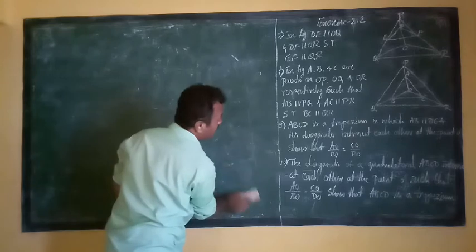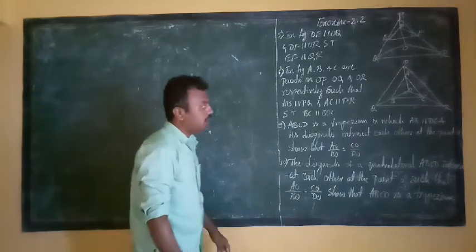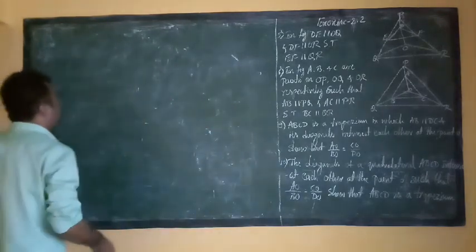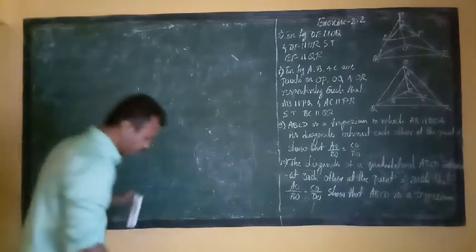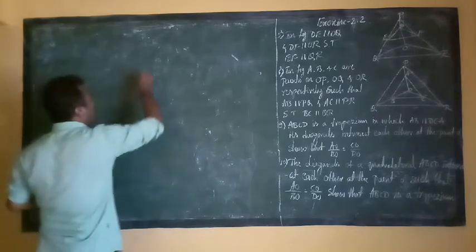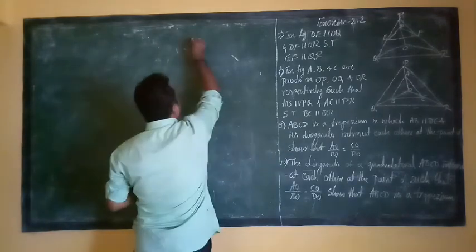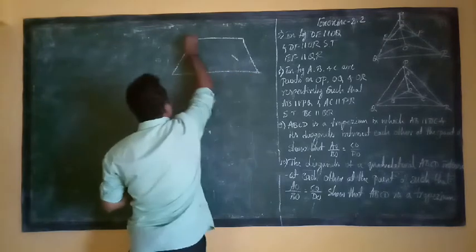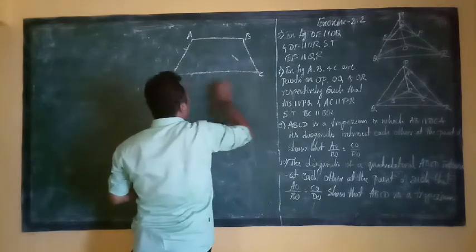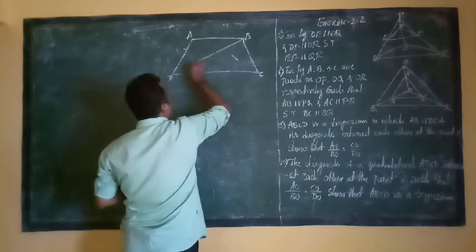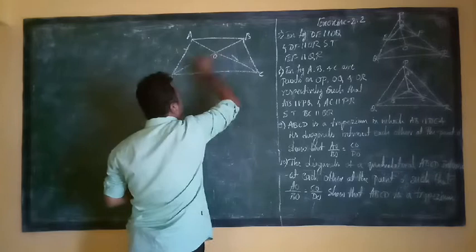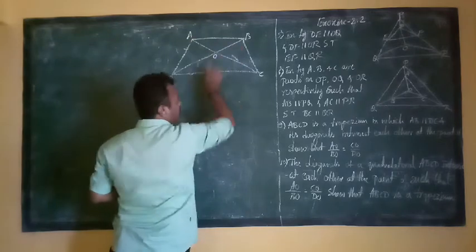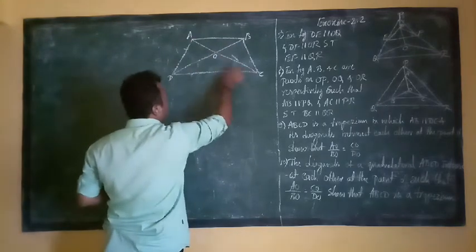ABCD is a trapezium in which AB is parallel to DC and its diagonals intersect each other at the point O, so that AO by BO is equal to CO by DO. First we will draw the trapezium. Okay, this is A, B, C and D. The diagonals intersect each other at the point O. Now show that AO by BO is equal to CO by DO.